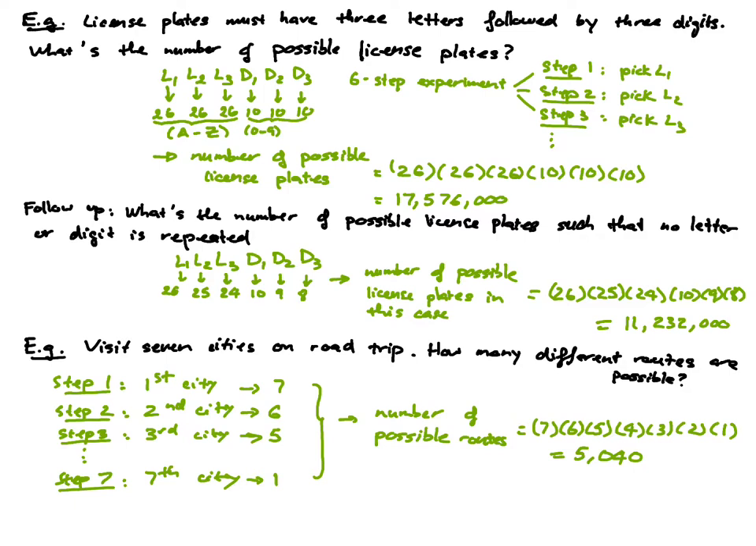So in this video, we looked at a few examples where we apply the multi-step experiment counting rule, but in these problems, we cannot list. It's not feasible for us to list the outcomes to verify the solution we get from the formula.